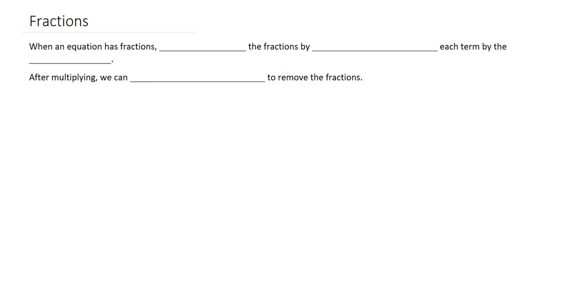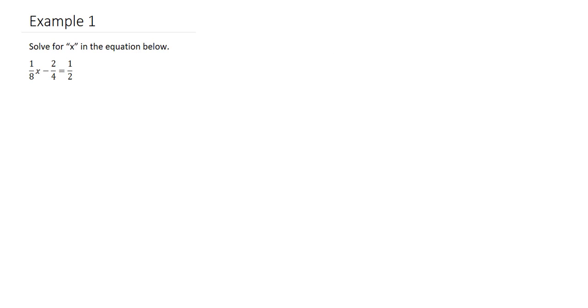Fractions. So when an equation has fractions, we're going to clear the fractions by multiplying each term by the least common denominator. And then after multiplying, we can reduce to remove the fractions. So let's look at example 1. We're going to solve for x below. So we have 1/8 x minus 2 over 4 is equal to 1/2.